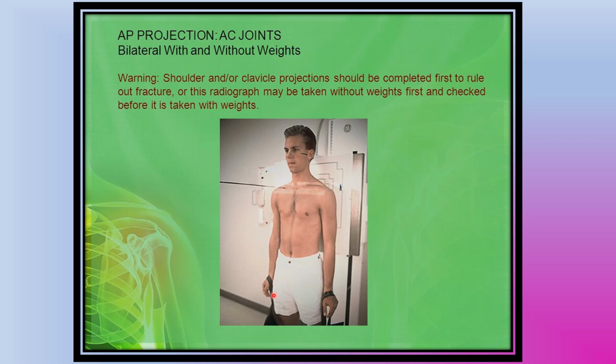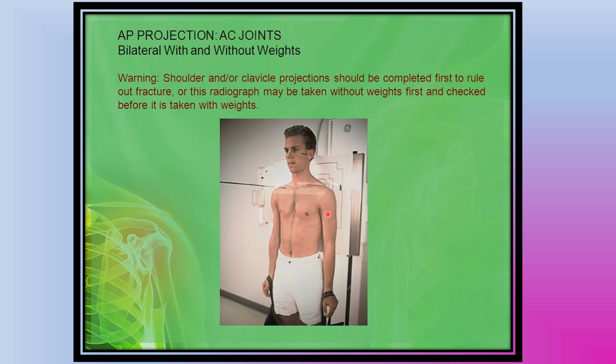You can see what I mean when the weights are on the patient's wrist, so they're not actually being able to hold the weight in their hand, but because of where it's placed, it's pulling down on the AC joints, and it will show any AC joint separation in that. Okay. Notice it says shoulder and or clavicle projections should be completed first to rule out any fractures, or you could take this without weights first, which you should, and check it before you apply weights to the patient.